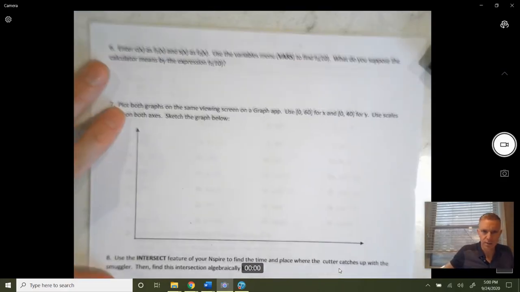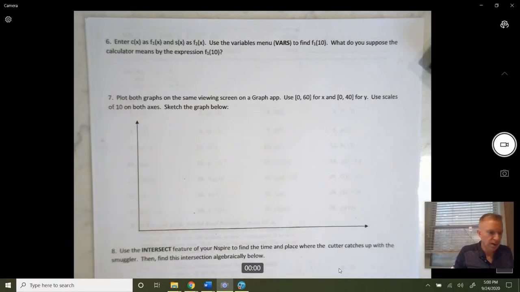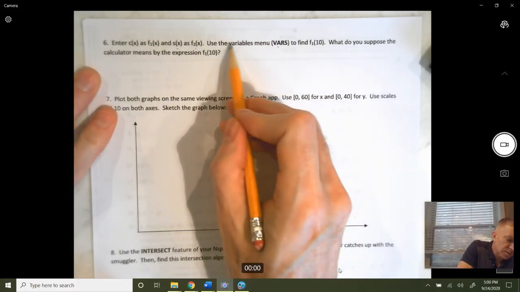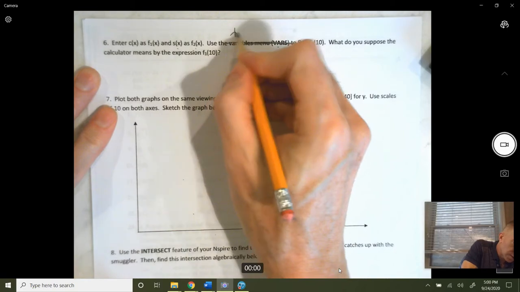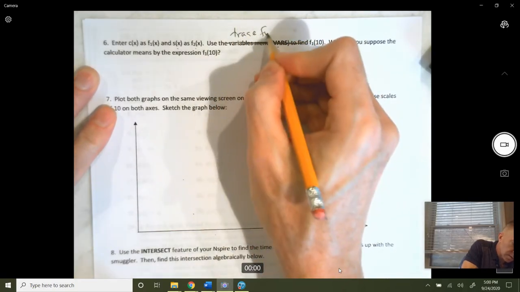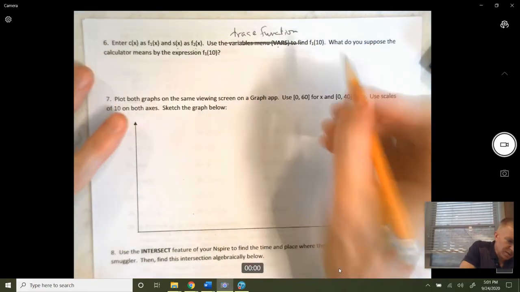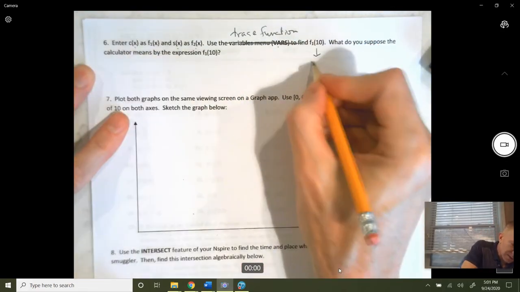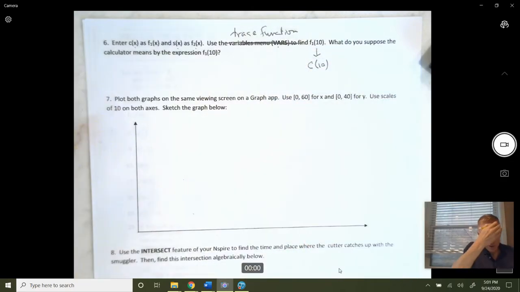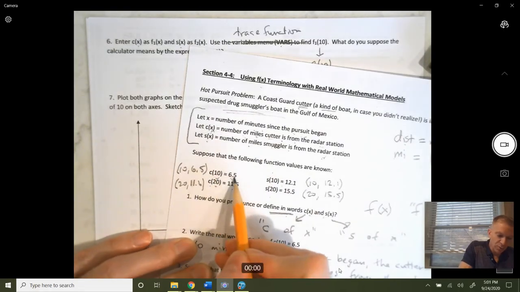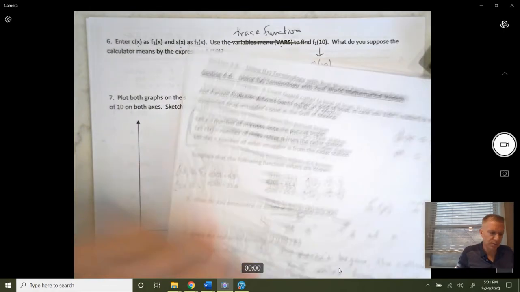So enter both of these functions onto your calculator. We're going to enter the c of x in f1 of x and s of x in f2 of x. Actually, I'm going to use the trace function to find f1 of x, which is basically, we said that c is going to be there. This is going to be c of 10. Which we know from over here, c of 10 should equal 6.5. So we're able to double check that we did this correctly.